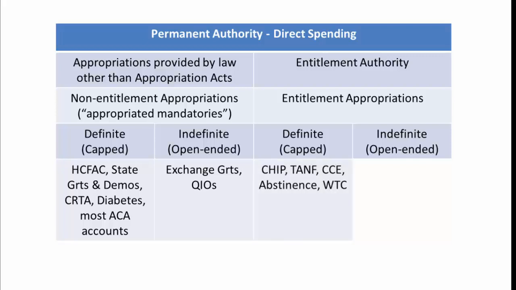Examples of definite or capped entitlements include the Child Health Insurance Program, CHIP, the Temporary Assistance to Needy Families, or TANF program, Child Care Entitlement, Abstinence Education, and World Trade Center. Examples of indefinite or open-ended entitlements include Medicare and Social Security. Before we look at the different types of language that we may encounter, let's review our summary chart of the elements of appropriation language from modules 1 and 2.